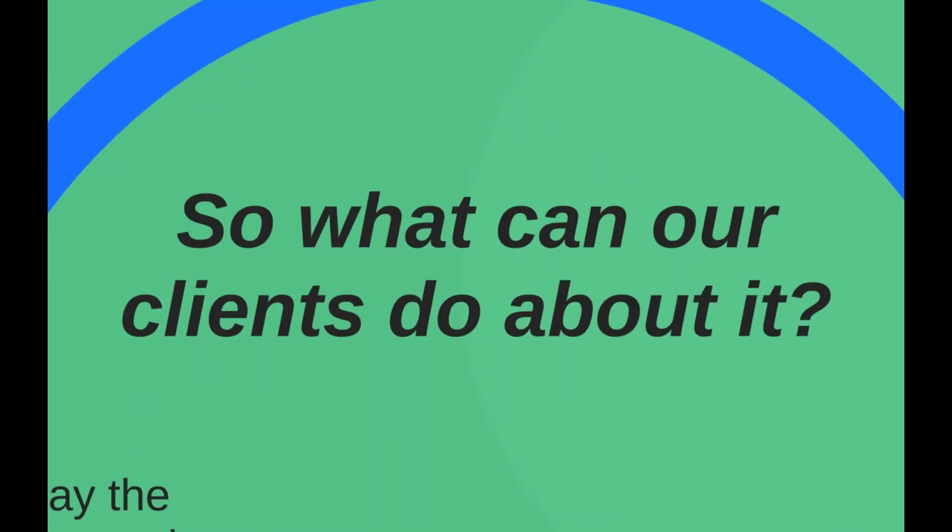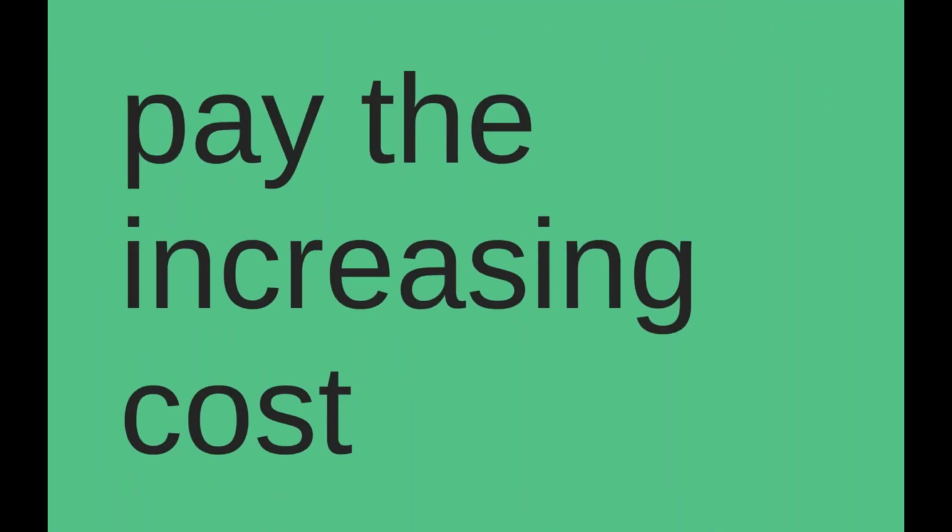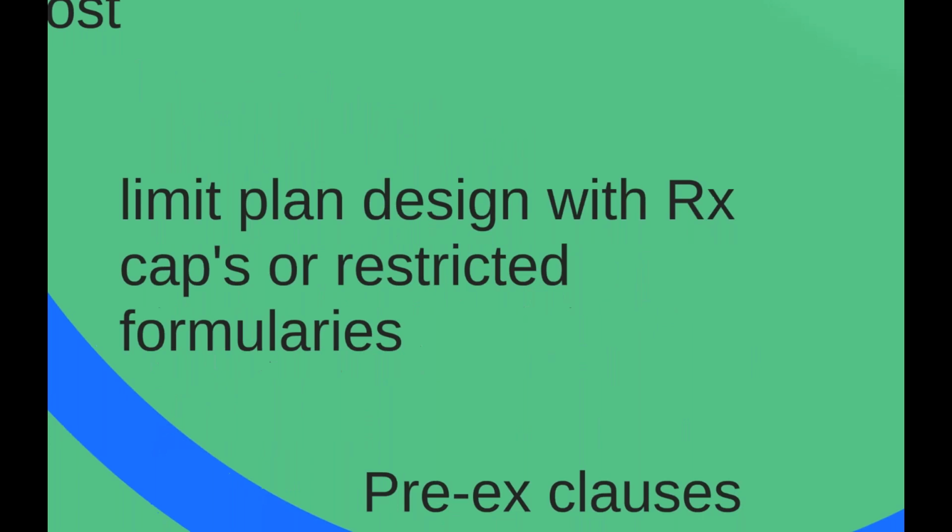So what can clients do about this? Well, they can pay the increase in cost. If they have a benefit plan that includes drugs, and they want to have an unlimited drug benefit, they can pay the increase in cost. The cost is going to go up significantly over the next couple of years, and they just have to pay the piper. It's as simple as that. Or they can limit the plan design with drug caps and restricted formularies.